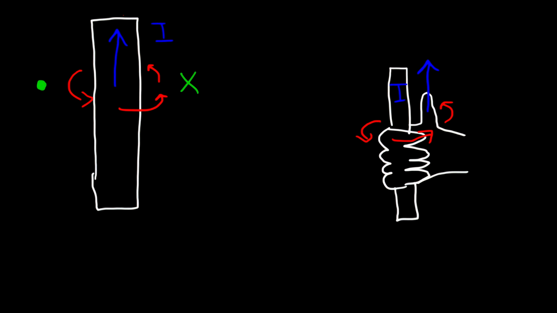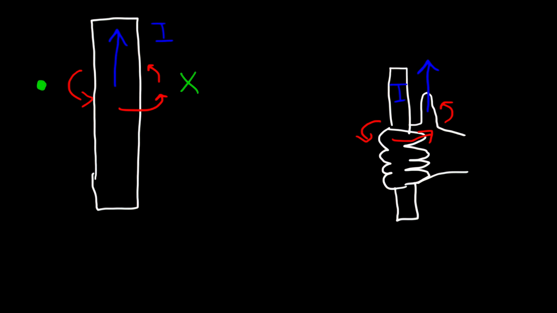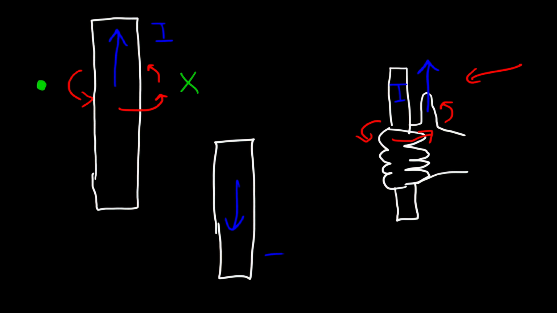So I want you to remember this picture because we're going to use it a lot when trying to figure out the direction of the induced current. So this picture is based on the right-hand rule. Now, if the current is going in the opposite direction, then the magnetic field will change as well. So it's going to be going into the page on the left side and out of the page on the right side. So everything's going to be reversed.